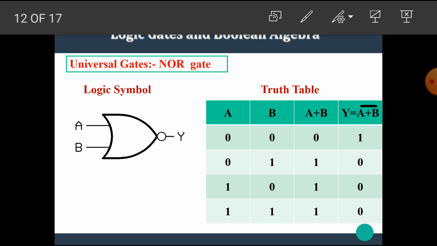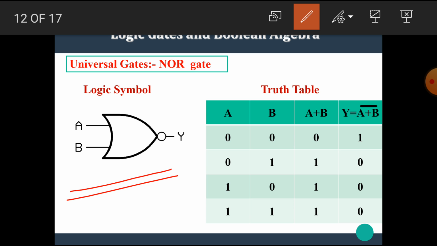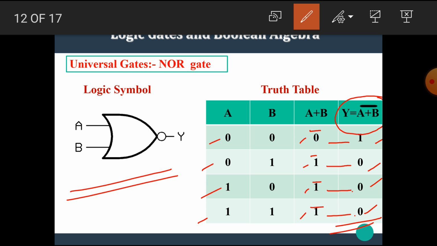Let's see. This is the logic symbol of the NOR gate. A and B have the possible combinations 0 0, 0 1, 1 0, and 1 1. That means 0 plus 0 is 0, 0 plus 1 is 1, 1 plus 0 is 1, and 1 plus 1 is 1. If we complement this 0, we get 1. Complement of 1, we get 0. Complement of 1, we get 0. Complement of 1, we get 0. The 1 0 0 0 is the truth table of the NOR gate.